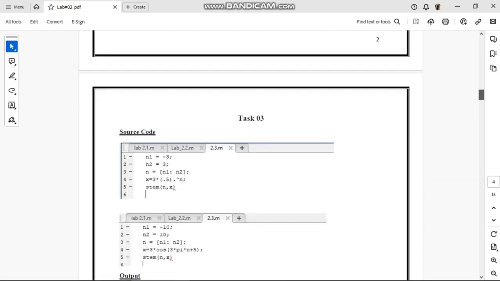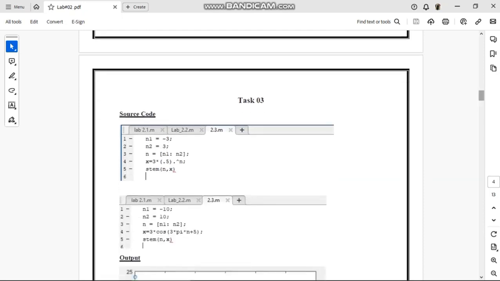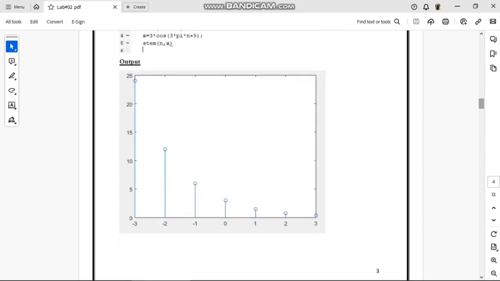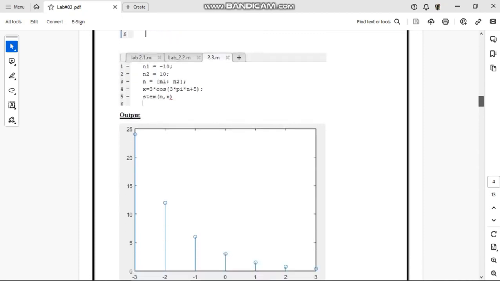Moving on to task 3. Task 3 is also the same as the previous ones. N1 and N2 are the values of the limits. Then I defined the values of the index, then used a stem command, and in this the x function, which is 3 multiplied by cos 3 pi and sine 5, is being used, and the output is being shown in the figure. And again the values of the limits are from -3 as I had defined in the code.